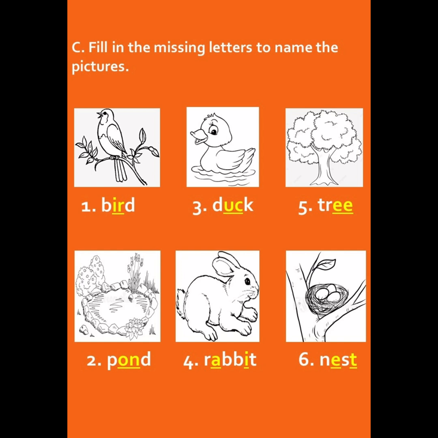And the last one is N-S dash dash. The picture is of nest. The word is nest. And we will fill E and T. The word is nest, N-E-S-T, nest. Check your answers. Bird, pond, duck, rabbit, tree and nest. Children, be very careful about your handwriting.